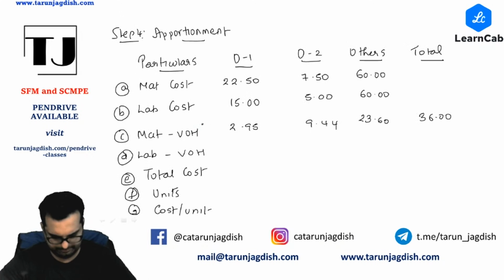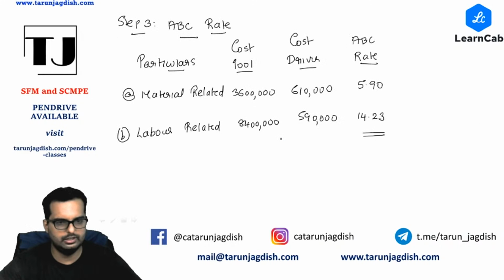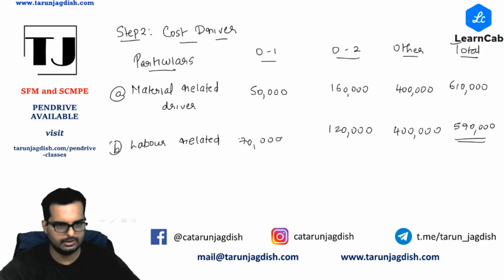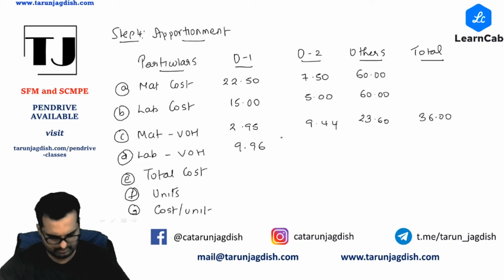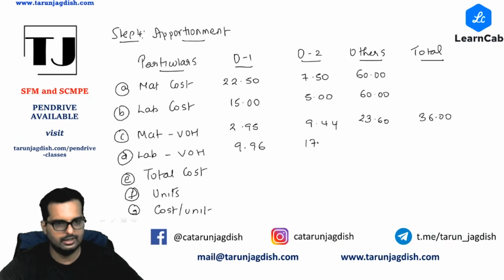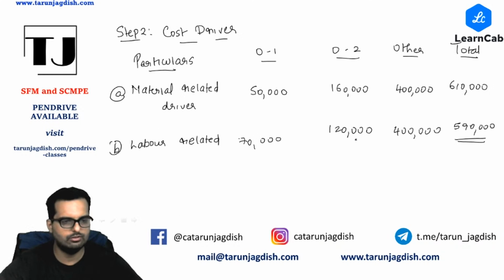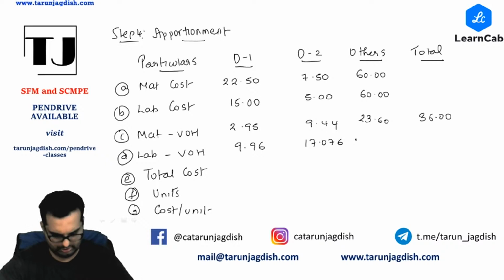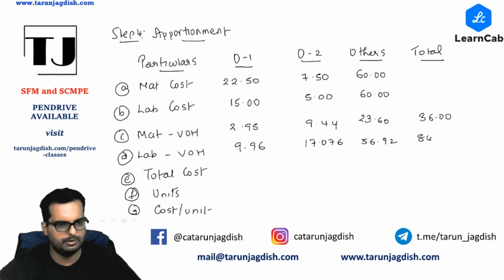70,000 into 14.23. That would be 9.96. What about the second one? 1,20,000 into 14.23. That will be 17,07,600. Okay. And what about the last one? 4 lakh into 14.23. That is 56.92 lakhs. Let's add up all the three. We get the answer approximately as 84 lakhs. Fine. From this now we can find out the total cost.